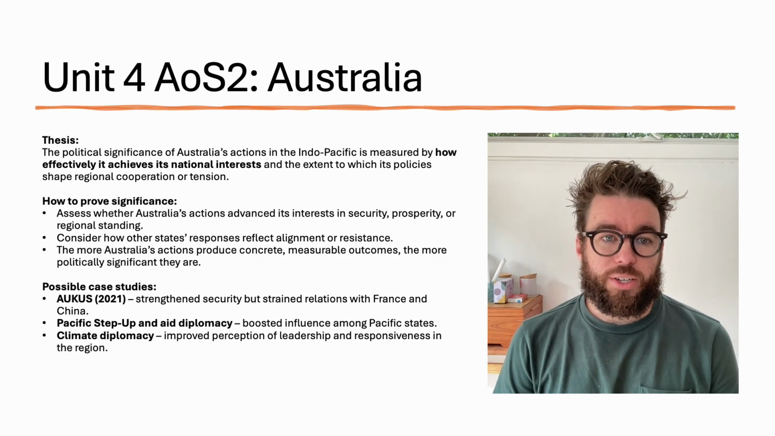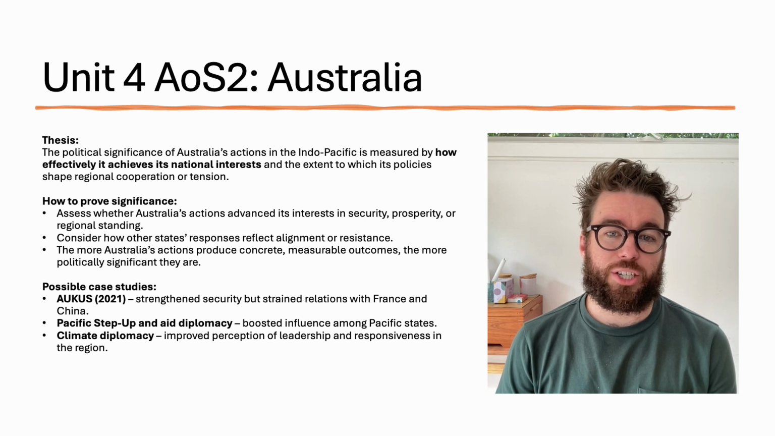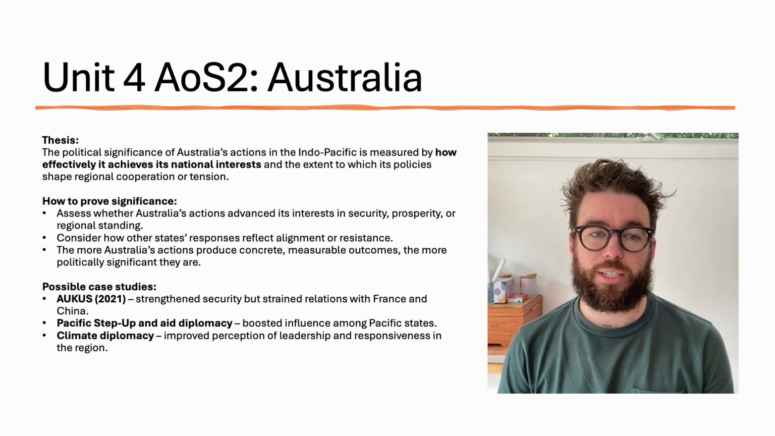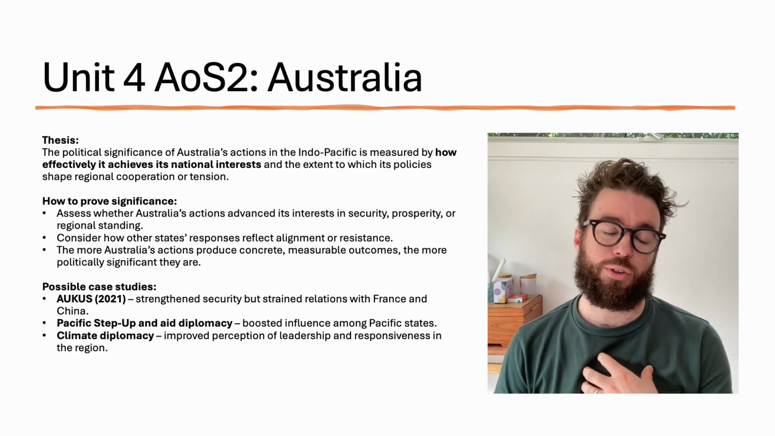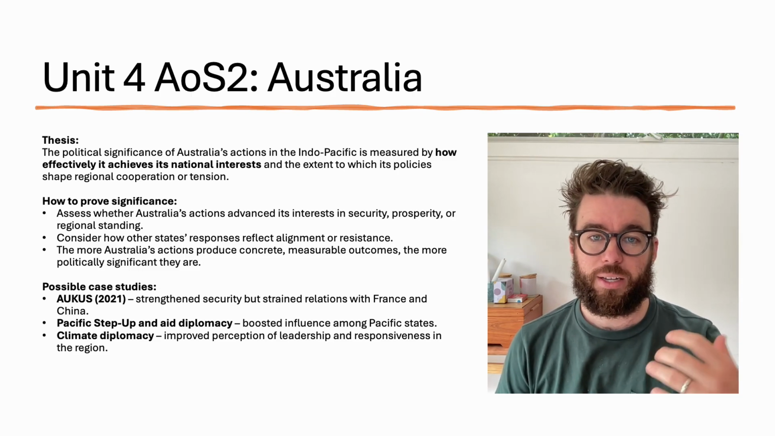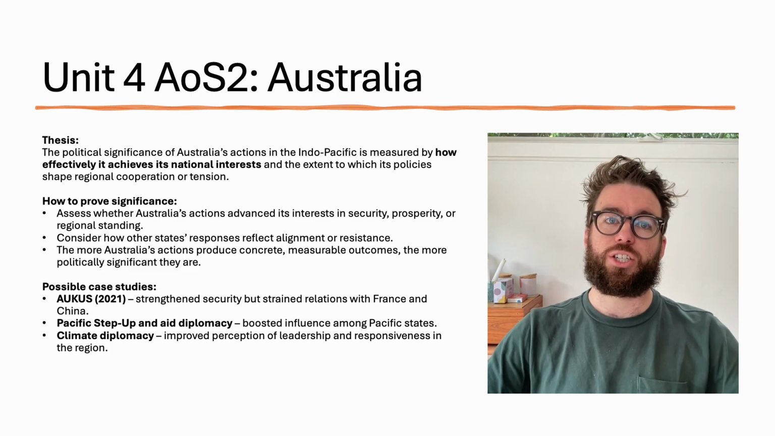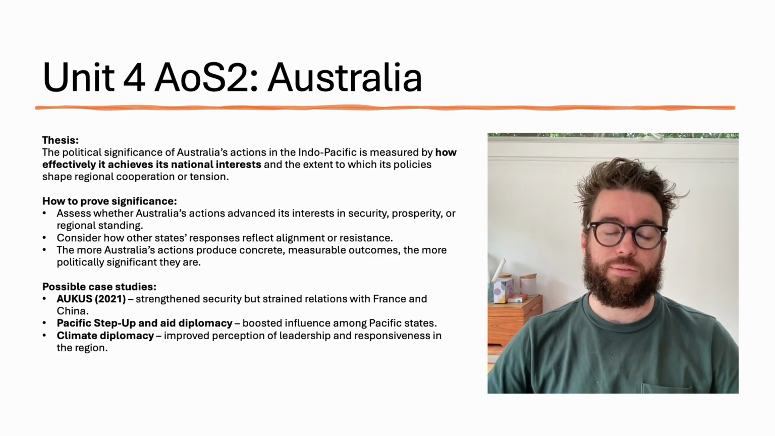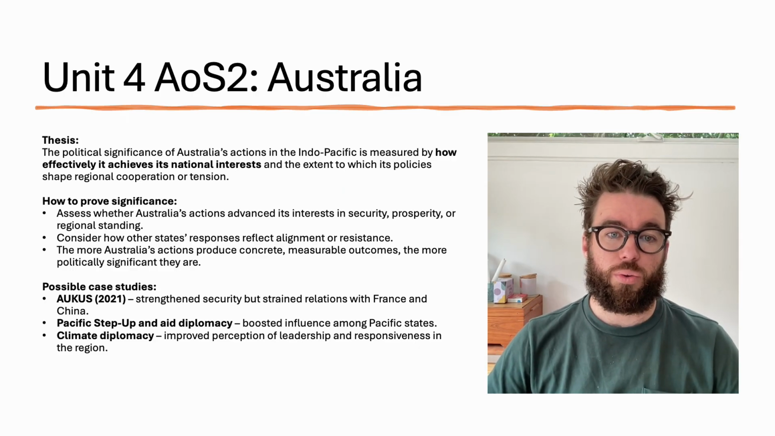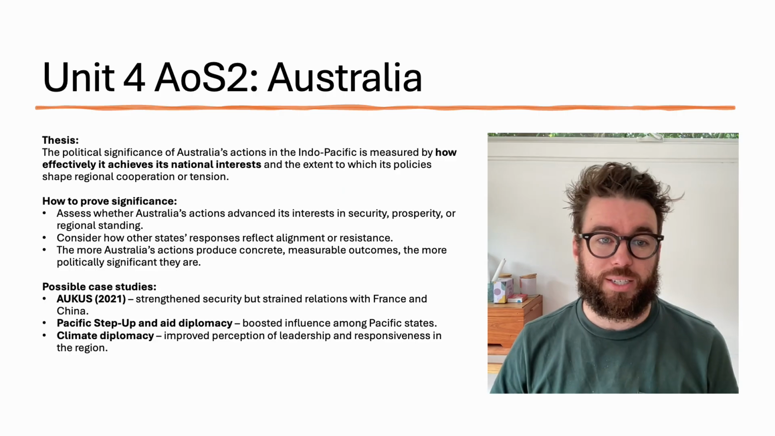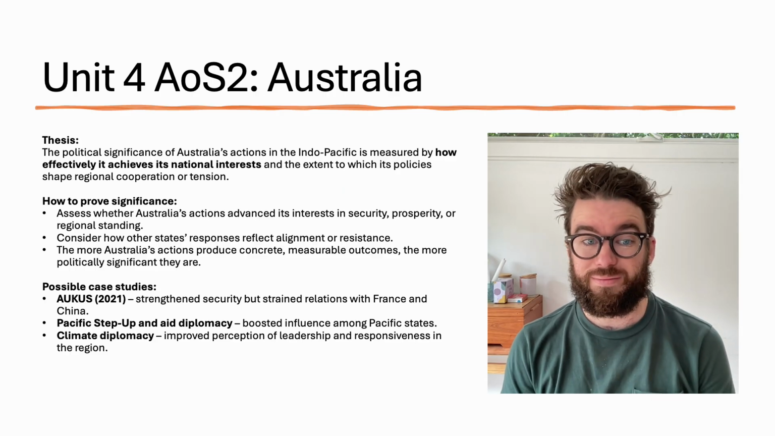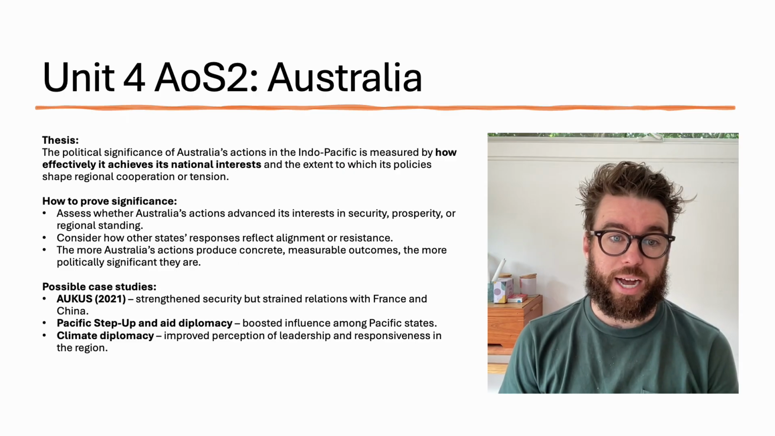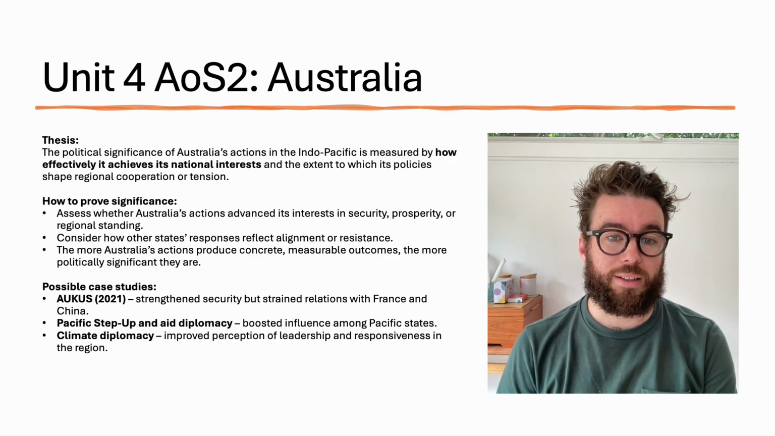And finally, Australia. The political significance of Australia's actions in the Indo-Pacific is measured by how effectively it achieves its national interests. If you go back to the key skills, remember, this question is about Australia's actions, and those actions are significant if they help us achieve an interest. So how do we prove that? We assess whether Australia's actions have advanced its interests. So are we more secure than we used to be? Yes, we are. Consider how other states' responses reflect alignment or resistance.